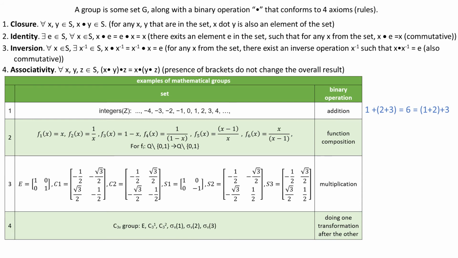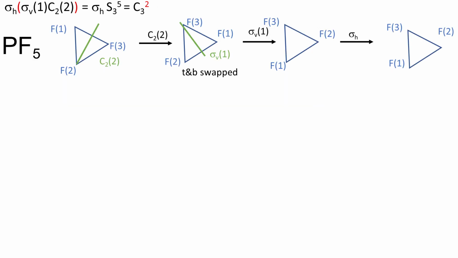However, please be a bit careful. Yes, with addition we can add even back to front, but associativity specifically refers to the presence of brackets, and with symmetry operations we cannot do operations back to front however we like if a group is non-abelian. So let's look at this example. The molecule is PF5 and the labeling of symmetry elements is the same as before. So here the brackets don't change the normal right to left flow.